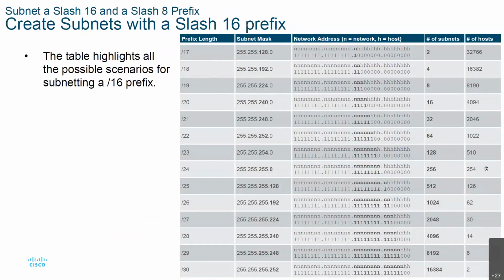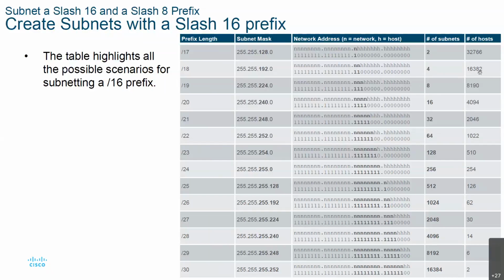Each subnet can have 254 devices. Devices are very easy to calculate. Just count the zeros. Like here, this is /18, 4 subnets. Each subnet has 1, 2, 3, 4, 5, 6, 7, 8, 9, 10, 11, 12, 13, 14 host bits. 2 to the power of 14 minus 2 will be 16,382 devices. You have to follow this.